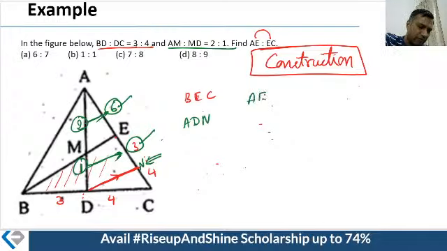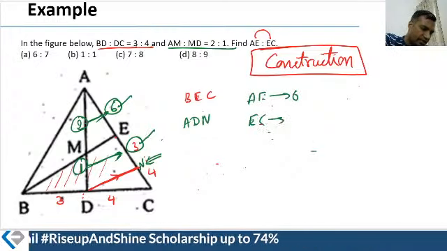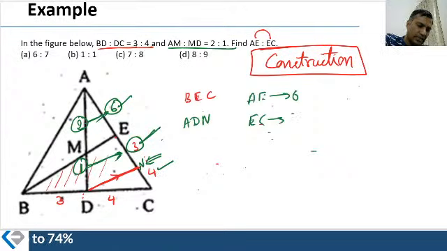Therefore, what is AE, my friend? AE corresponds to 6. What is EC, my friend? EC corresponds to 3 plus 4. That's the required answer, 6/7.